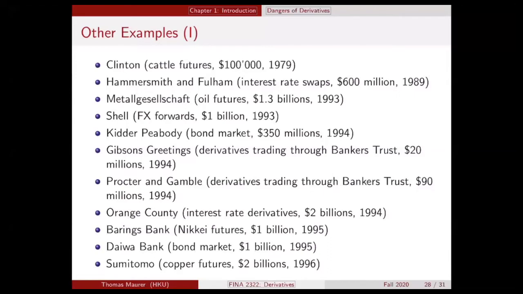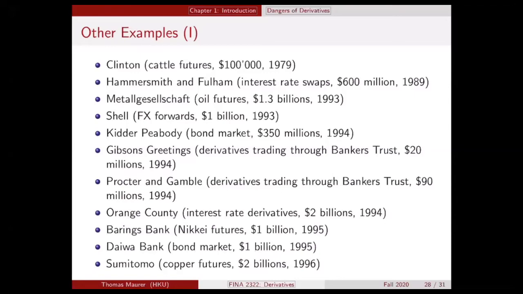What happened with Hammersmith and Fulham is that the treasurers of these districts started to trade much more aggressively in these interest rate derivative markets, in particular interest rate swaps, than what could have been justified by the amount they were borrowing in the market. So in that sense, they were clearly speculating and not just hedging risks which they had on their balance sheet. And at some point in 1989, they actually booked losses of $600 million.